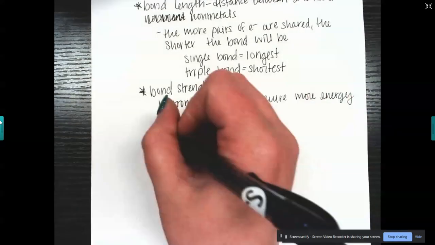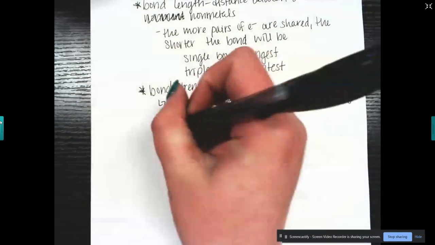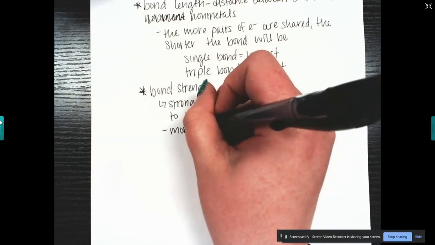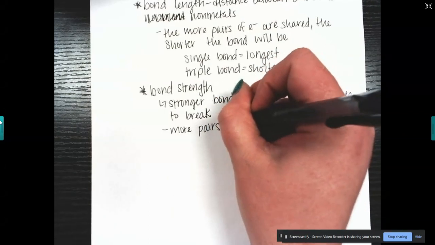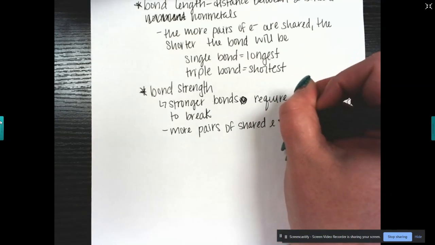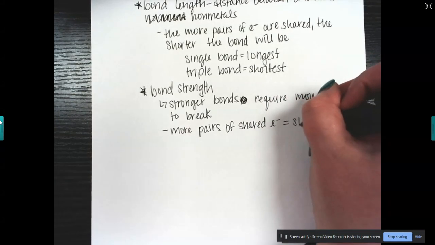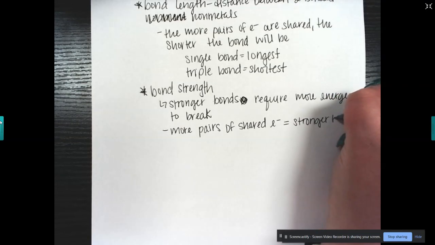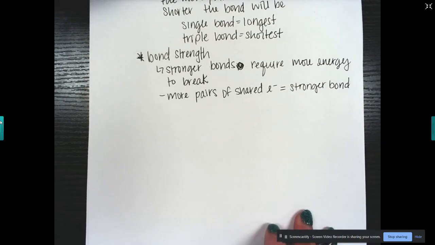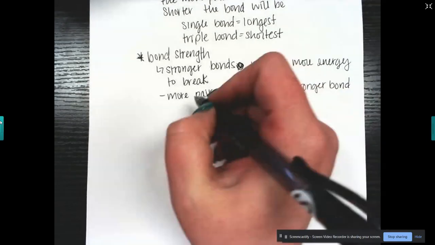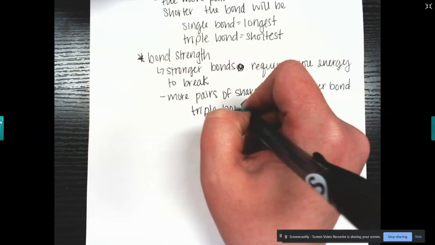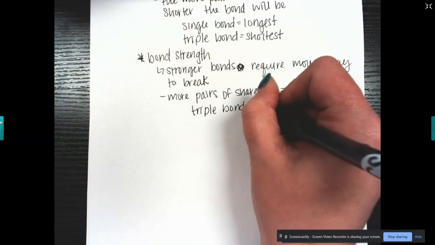Okay. So along the same lines as the bond length, the more pairs of shared electrons, the stronger the bond is going to be. So what do you think will be the strongest bond? A single, a double, or a triple? Triple is going to be the strongest, okay? Because there's 3 pairs of shared electrons, as opposed to just 1 or 2 in the single or the double.